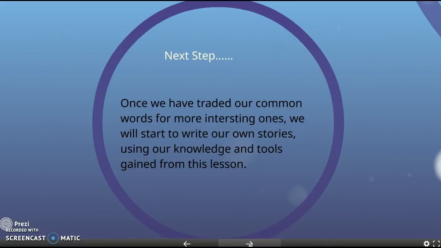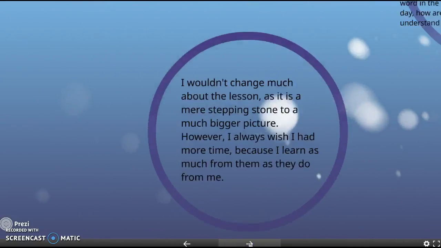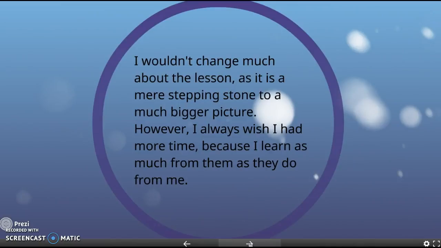So the next step, what would it be? Well, once we have traded our common words for more interesting ones, we will start to write our own stories using our knowledge and tools that we gained from this lesson. I wouldn't change much about the lesson, as it is a mere stepping stone to a much bigger picture. However, I always wish I had more time, because I learn as much from them as they do from me.